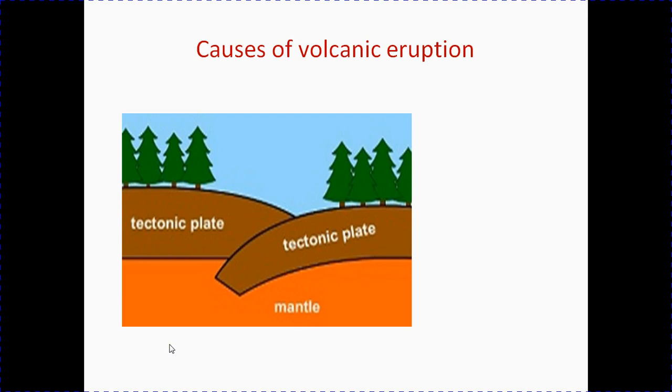This magma is squeezed up between two plates due to high internal pressure. Here you can see in this picture two tectonic plates movement. One tectonic plate pushes itself under another plate, and that's why magma is squeezed up between two plates due to high internal pressure of the interior portion of Earth.